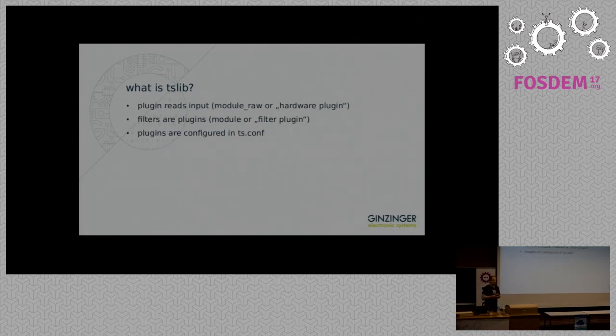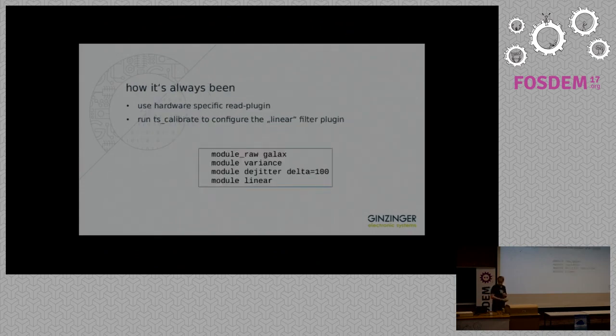The core of the library is very, very tiny and basically only manages plugins. Every real work is done in a plugin or module. There are two kinds of module: hardware modules, or raw modules as we call them, and filter plugins or modules. Let's get to an example.